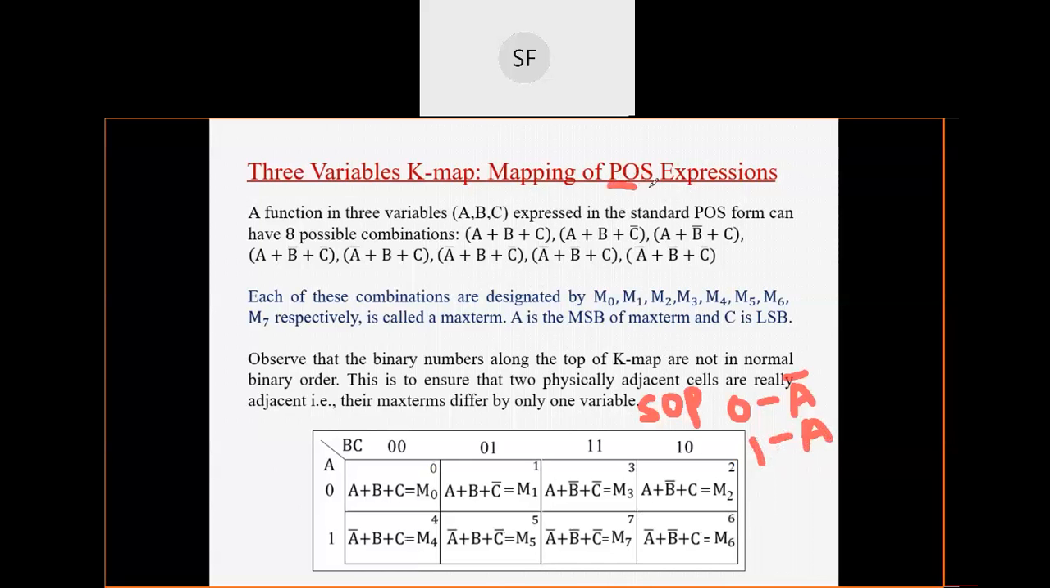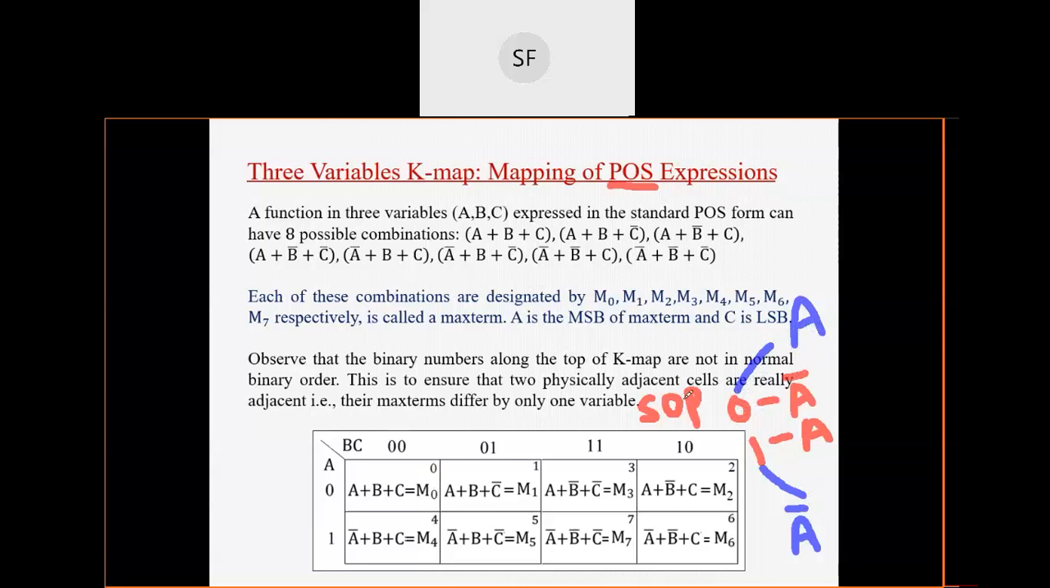But now we are discussing POS, so for POS it will be opposite. For POS, if 0 is given, then you have to take the uncomplemented value of the variable, that is A, and if 1 is there, that means you have to take the complemented value. This is a very important point and you should remember it. Vice versa, both when you have to get the value from the variable, and when you have to denote a value by the variable.